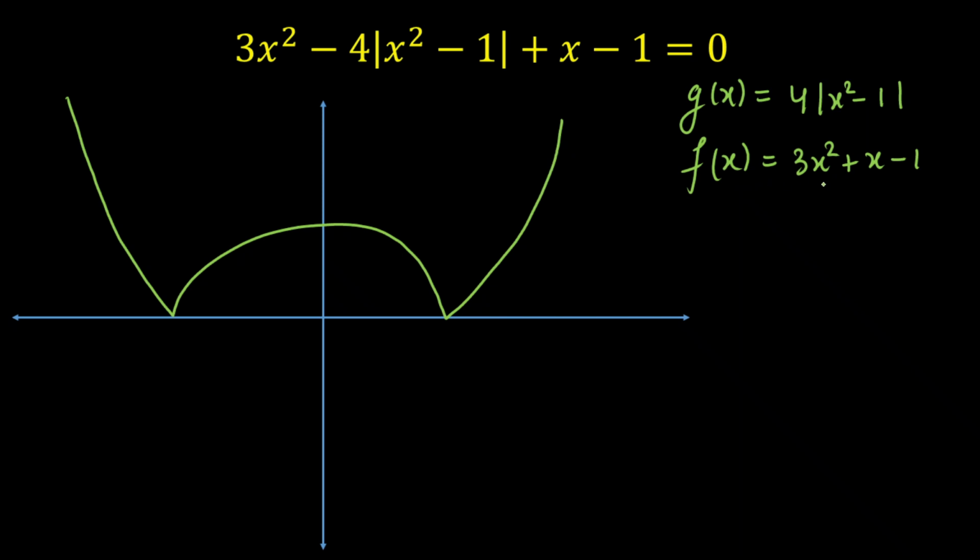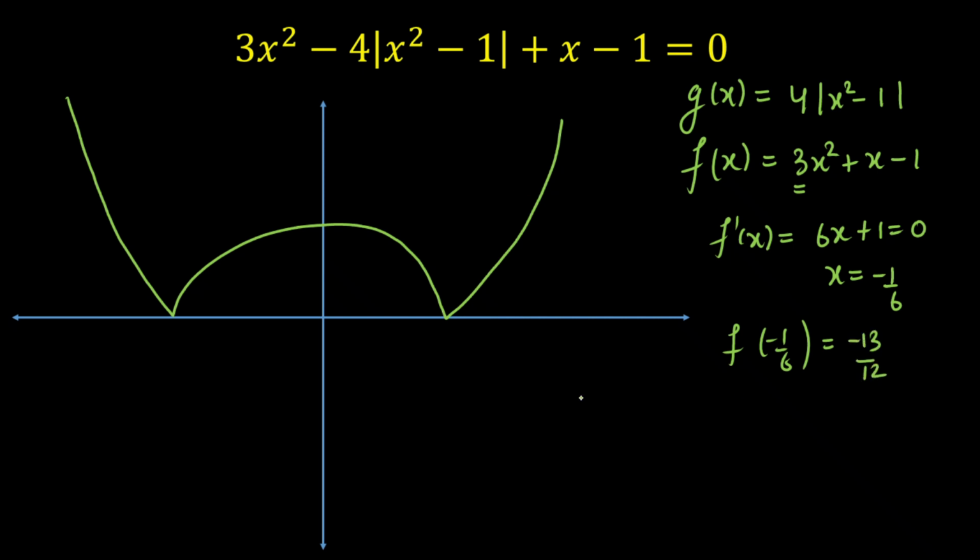Now to draw f of x, first of all, it's a quadratic equation. You can see here the coefficient of x square is positive. That means it's an upward parabola. Now I need to know the minima. To get the minima, I'm going to differentiate the function. So f dash of x will be equal to 6x plus 1 is equal to 0. And from here, we'll get x is equal to minus 1 by 6. Now, to get the y coordinate, I'm going to put x is equal to minus 1 by 6 in the function, and we'll get minus 13 divided by 12. So I got the minima of the function. It will be somewhere here: minus 1 by 6, comma, minus 13 divided by 12.